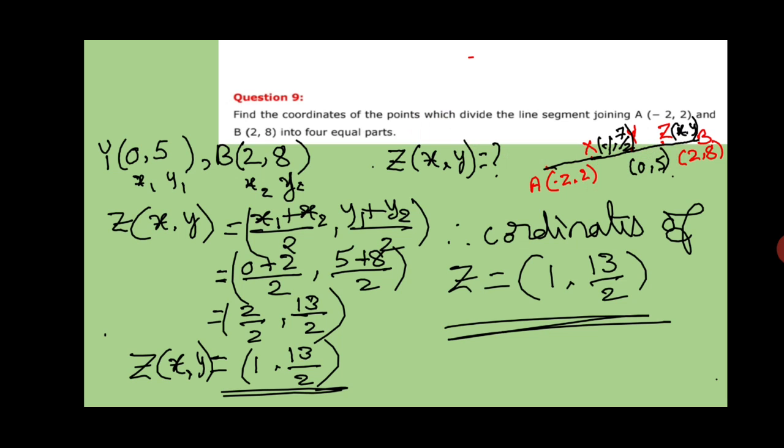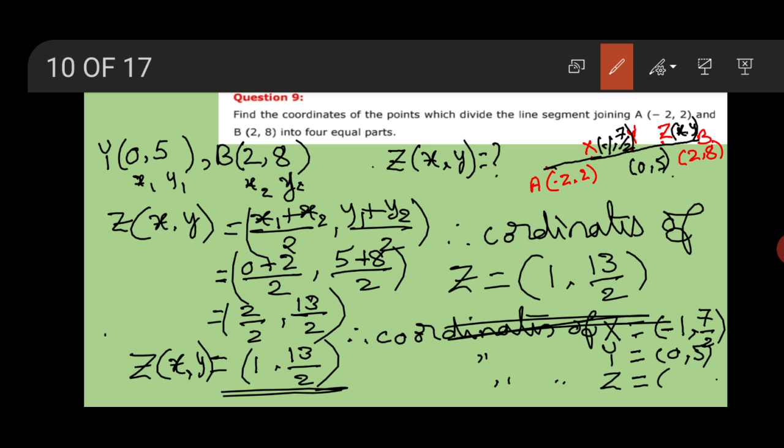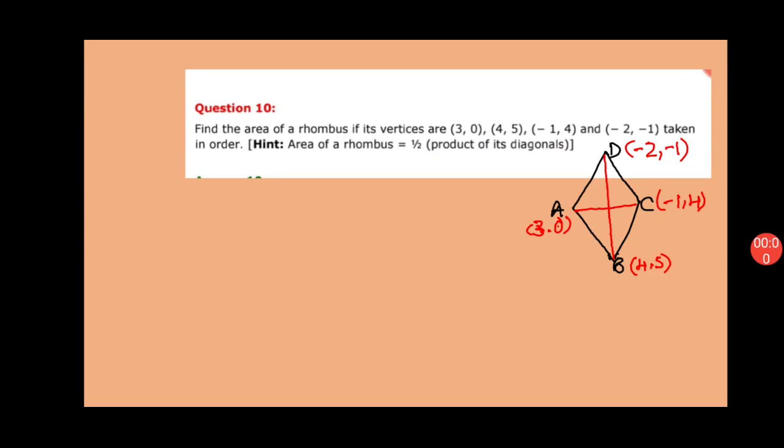Find the coordinates of the points x, y and z. Therefore, coordinates of x is equal to (-1, 7/2). Coordinates of y is equal to (0, 5) and coordinates of z is equal to (1, 13/2).